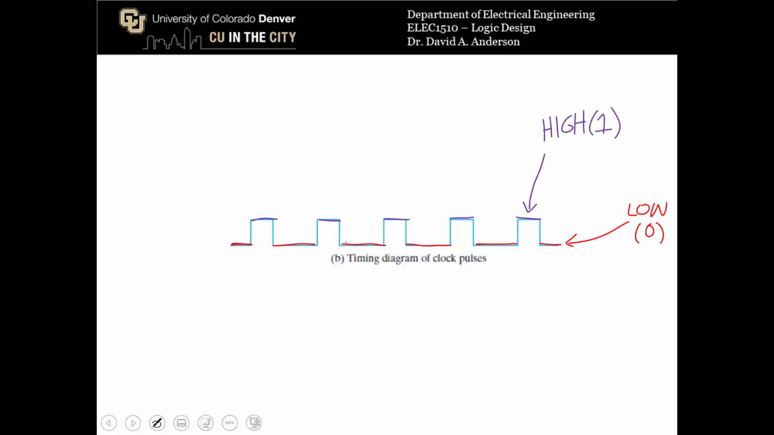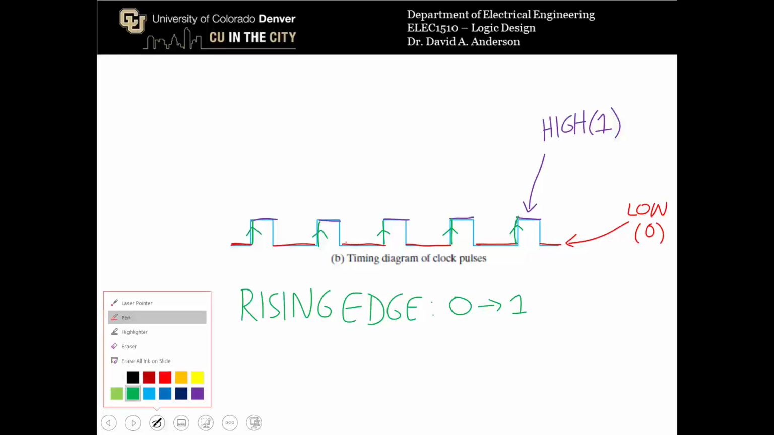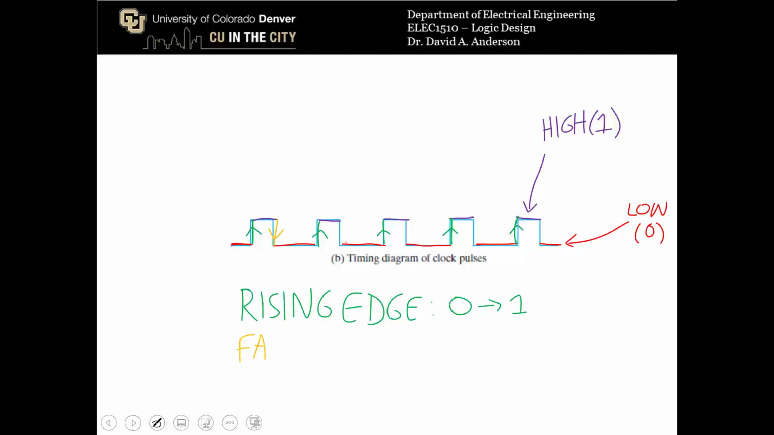Now, in general, synchronous sequential circuits don't respond to high values or low values. They respond to rising or falling edges. So a rising edge occurs whenever the clock signal transitions from 0 to 1. And sometimes we draw the little arrow on the rising edge just to indicate that that's the rising edge. Oftentimes, the rising edge is what synchronous sequential circuits respond to. Alternatively, it can respond to a falling edge, which is the transition from 1 to 0.